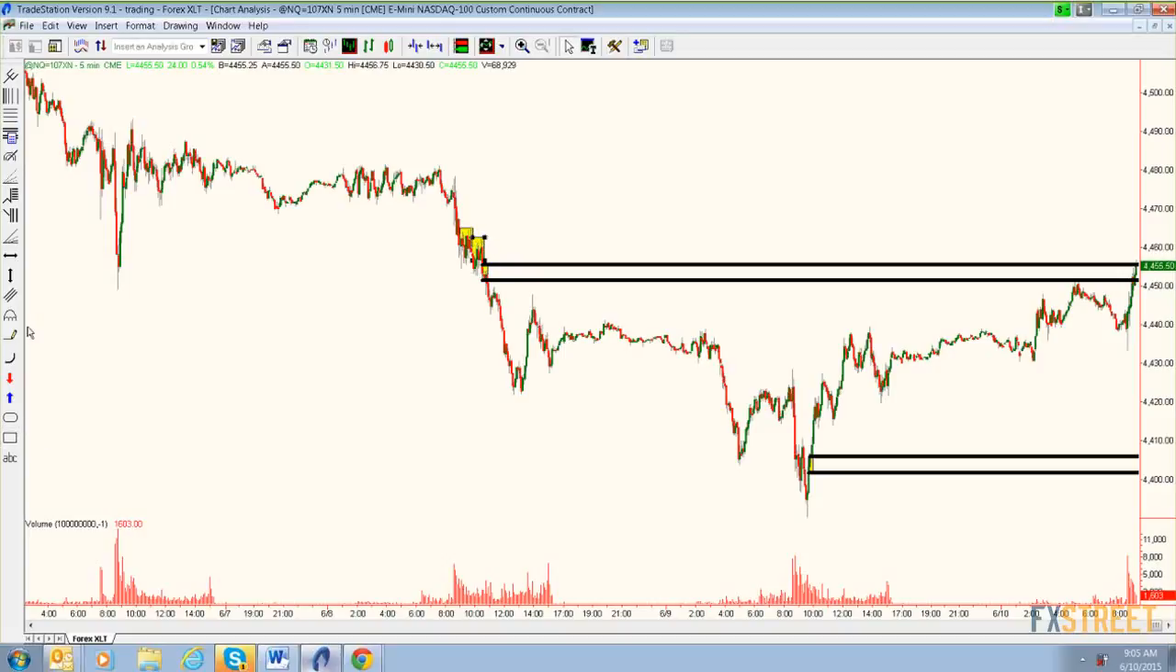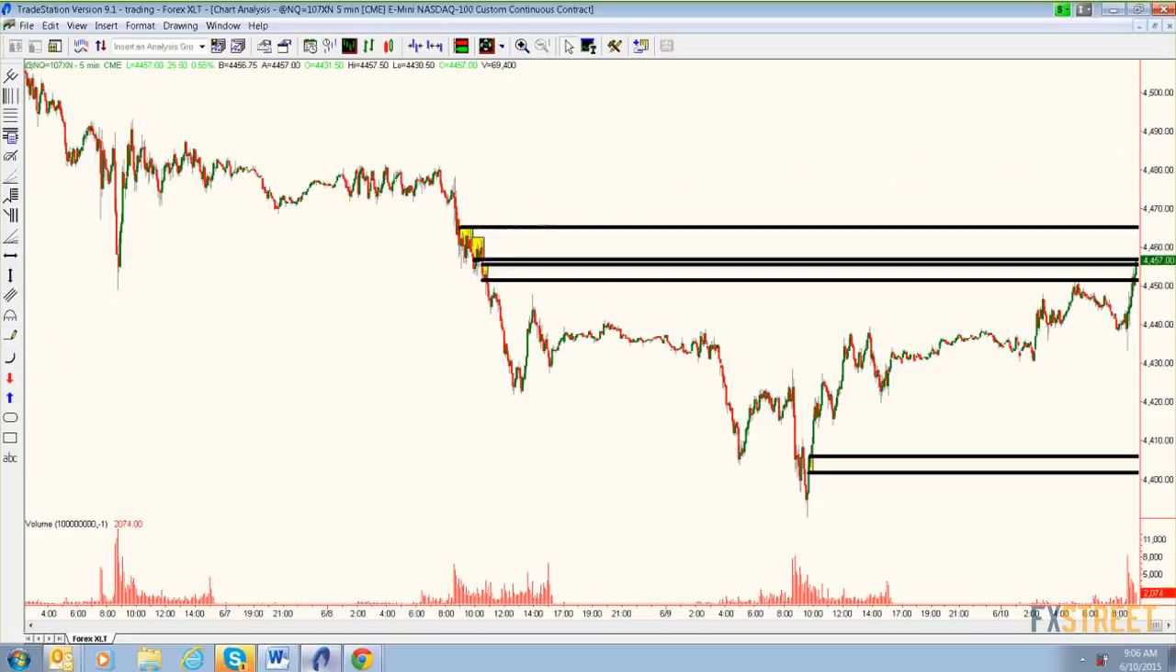I like it too because there's probably some buy stops sitting up here. Remember, the goal is to buy the sell stops and sell the buy stops. And I think you'll have a nice opportunity to do that up here. So you can almost cut this right in the middle. Right?